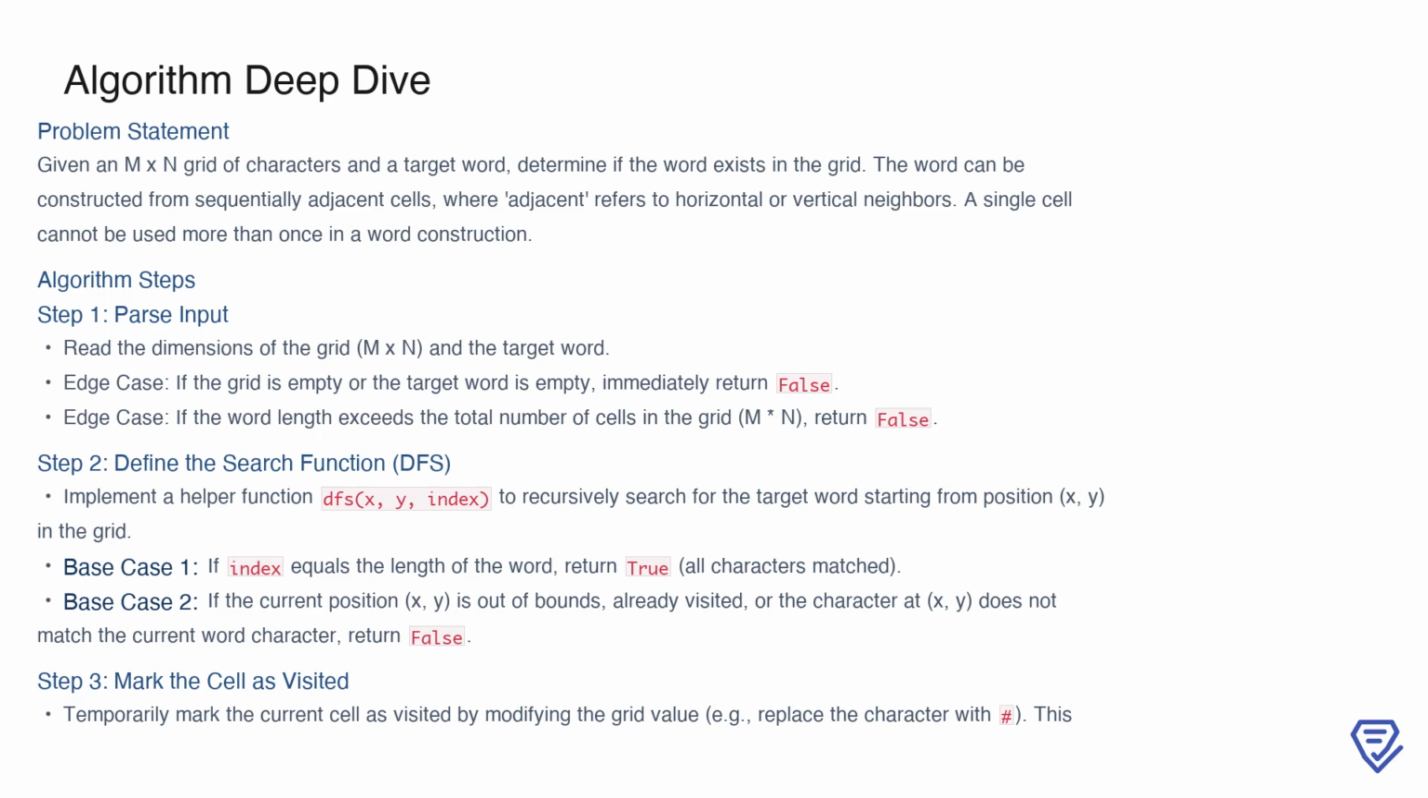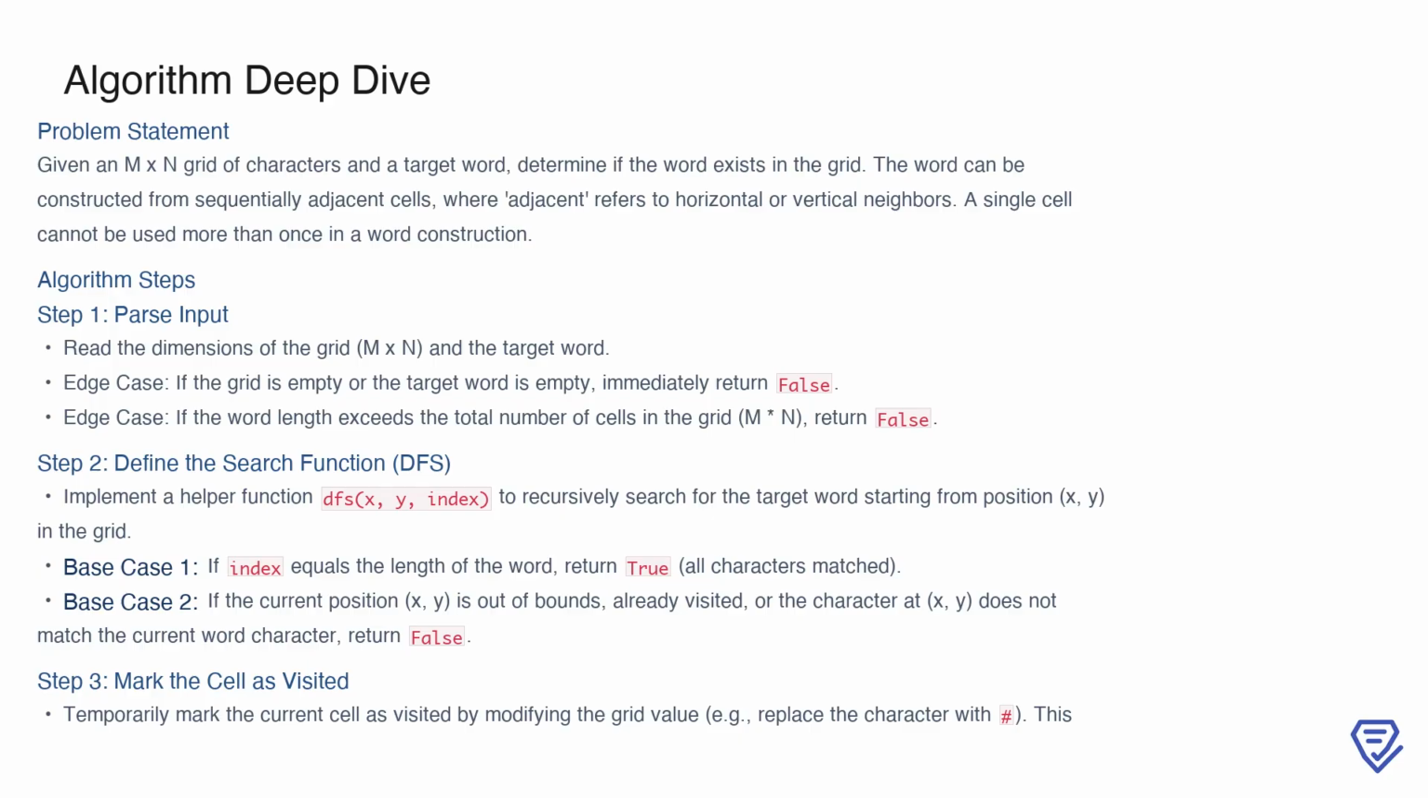The problem we're tackling is to determine if a given word exists in an M by N grid of characters. To form this word, we can only connect sequentially adjacent cells, and adjacency here means horizontal or vertical neighbors. Importantly, the same cell cannot be used more than once while constructing the word. To solve this, we'll break the solution into a series of steps.